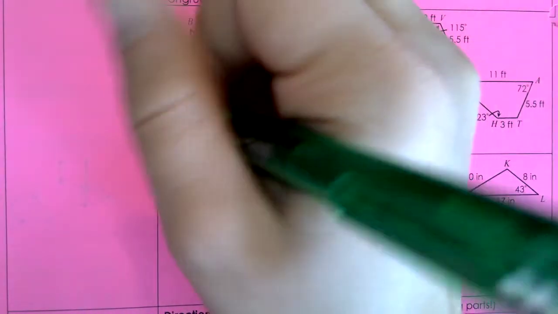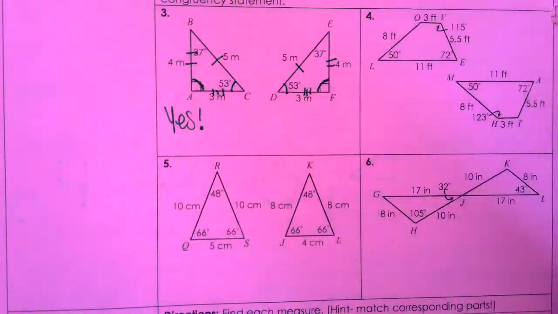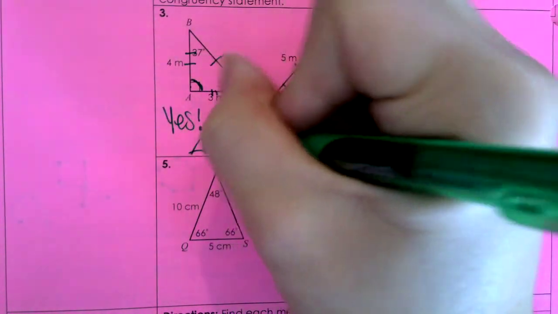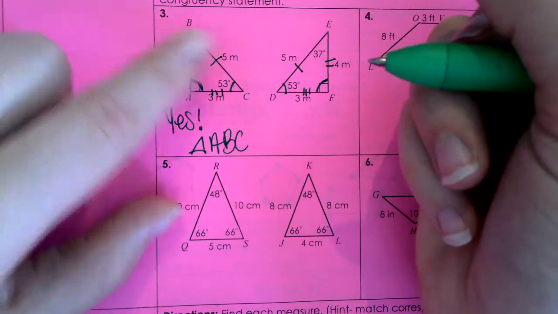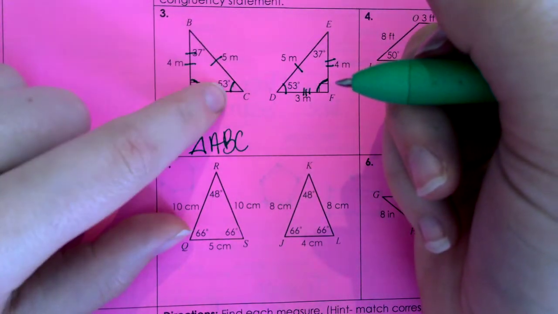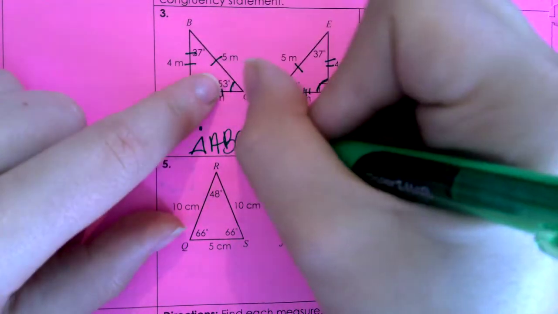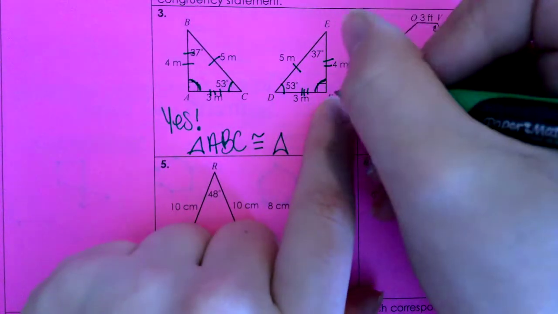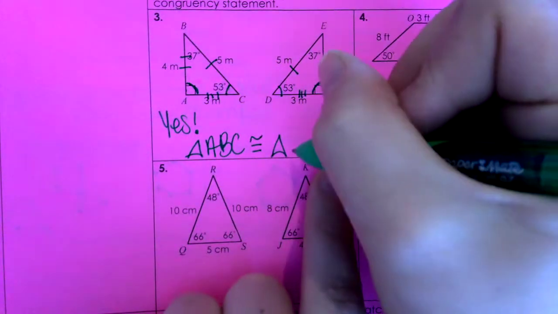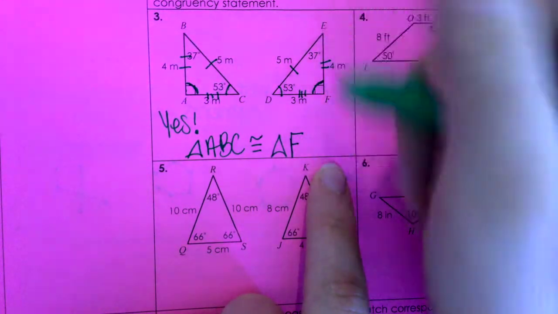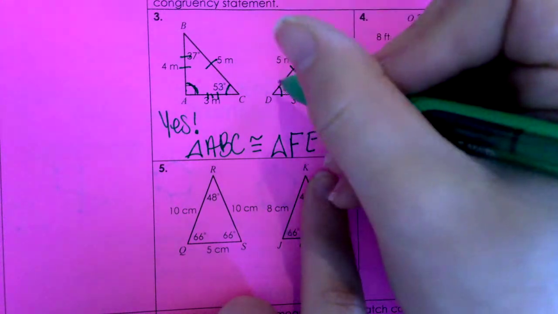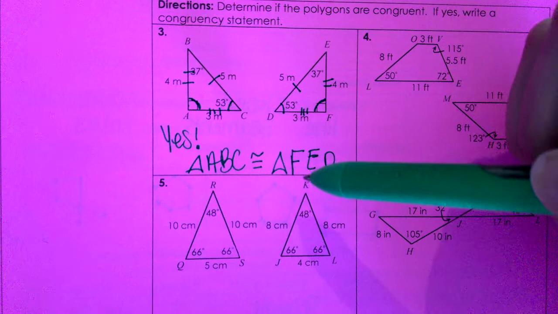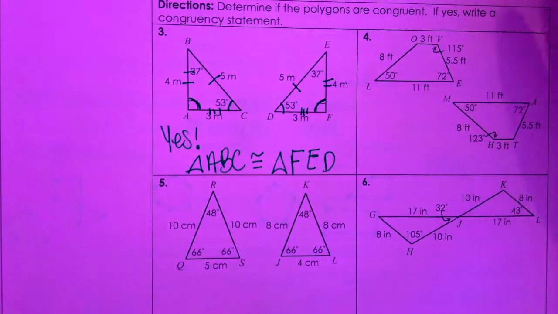So yes, these are congruent triangles, and how I write that is triangle ABC. I need to watch my order here. So ABC, 90, 37, 53, is congruent with triangle. Now my 90-degree angle would be my F. So it would be triangle F, go up my 4 meters to E, and down to the corner, which is D. So triangle ABC is congruent to triangle FED.